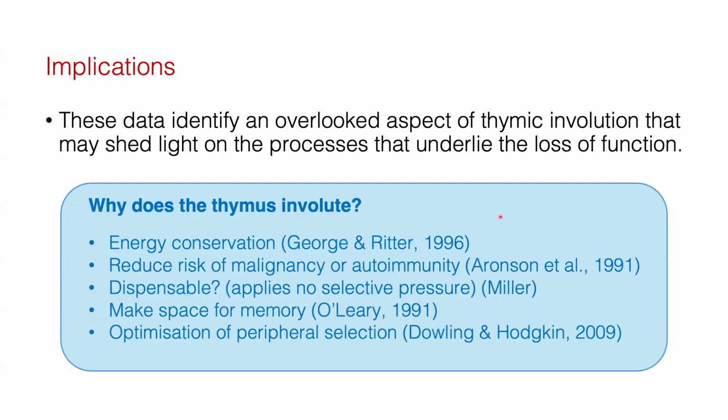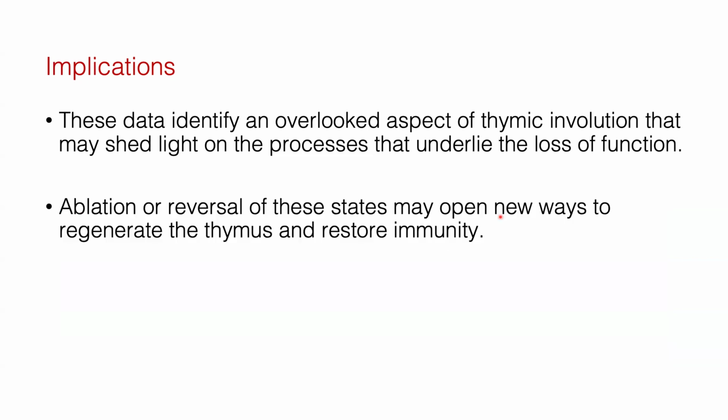And if we come back to those hypotheses around why thymic involution happens, it's tempting to speculate that if involution is an active process to conserve energy or prevent autoimmunity, then perhaps these age-associated TECs are a key mediator of that process, something that forces the atrophy of the thymus for a good reason. So to put it another way, maybe the major function of this cell population is to cause thymic involution.